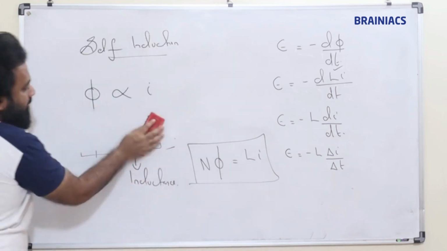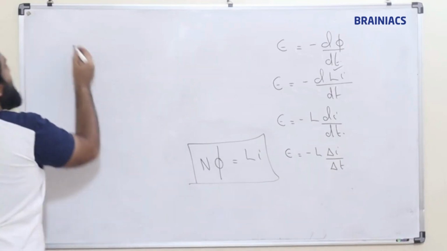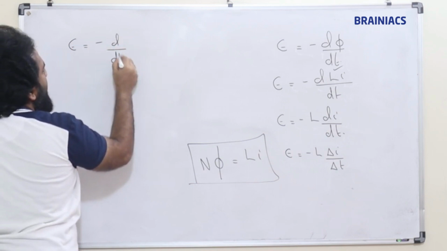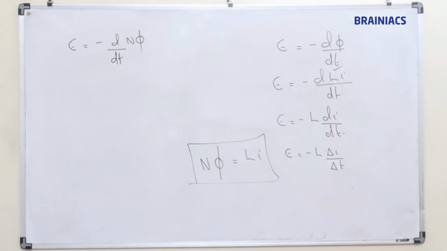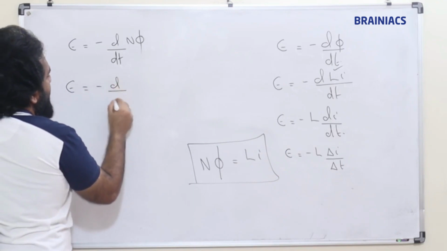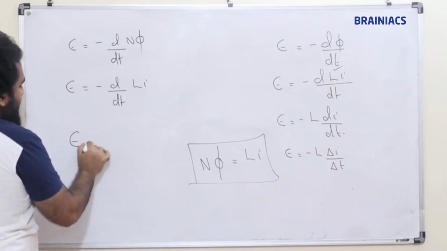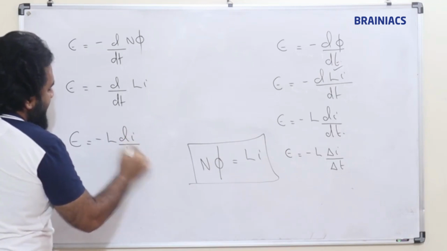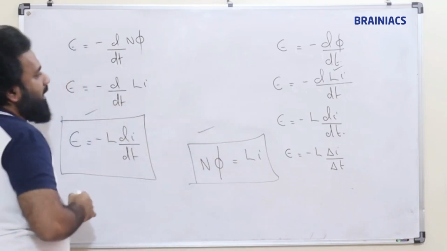Now if n number of turns are there, E is equal to minus d by dt of N phi. So still, E is equal to minus d by dt of L I. So in short, we can say EMF is equal to minus L dI by dt. Okay, remember this relation. This is also important regarding self-induction.